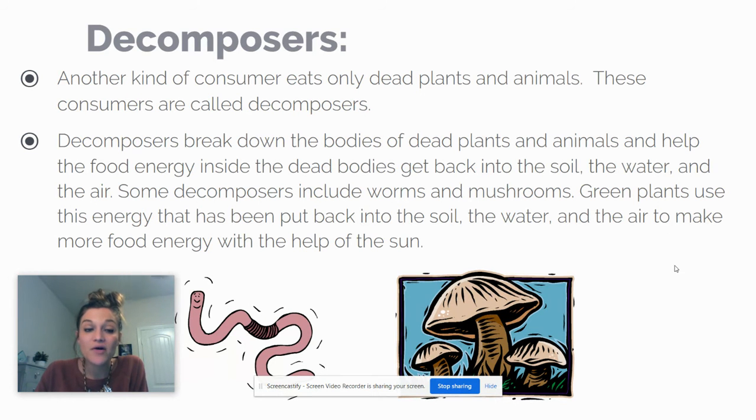And finally, we have decomposers. Now, they're a special kind of consumer that eat only dead plants and animals. And they break down the bodies of those dead plants and animals and that's what gives them energy. And they're really important because they actually put energy back into soil and water and air. Some really common decomposers that we know about are mushrooms and worms, okay, earthworms. So green plants use that energy that's been put back into the soil and water to make more energy. So they all kind of rely on each other.